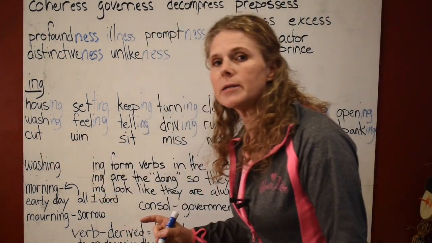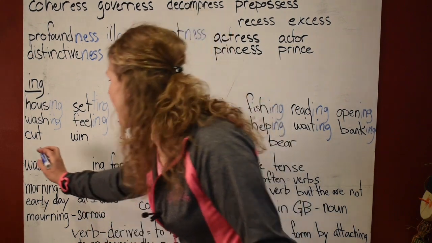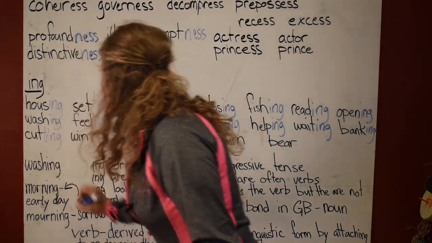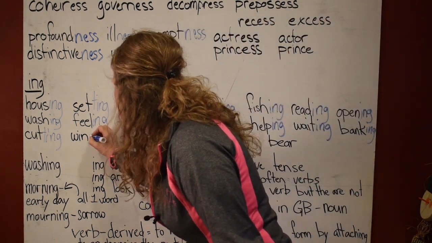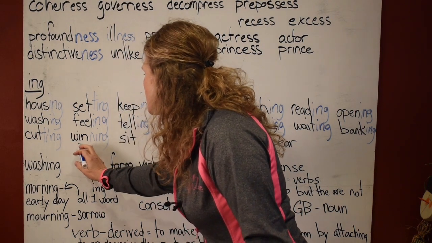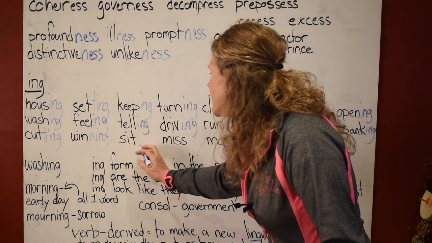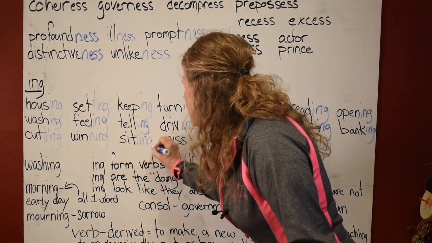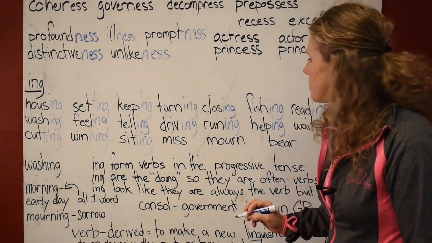How about this one? Cut. Double it. It's a consonant, vowel, consonant. It's accented, so you're doubling it. Win. What are we doing here? Double it. See, look. It's a consonant, vowel, consonant. Sit. Consonant, vowel, consonant. So you're doubling it. Sitting. How about this one? Just add it on.